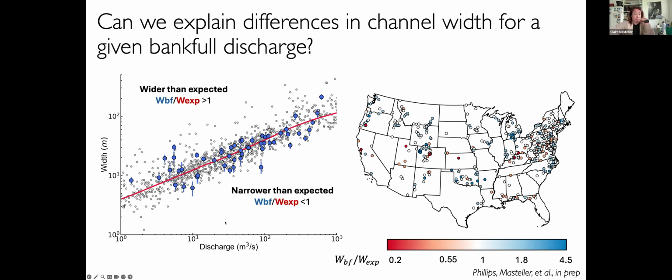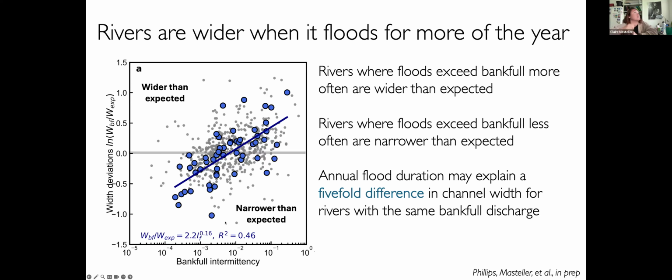Sorry, my mouse keeps wanting to jump around. And where we have lower bankfull intermittency, it means that we're more often below our bankfull condition. On the y-axis here, we're plotting those deviations in width, so that ratio of measured bankfull over our red line, our expectation. So anything that plots below this gray line here is narrower than expected. Anything that plots above this gray line here is going to be wider than expected.